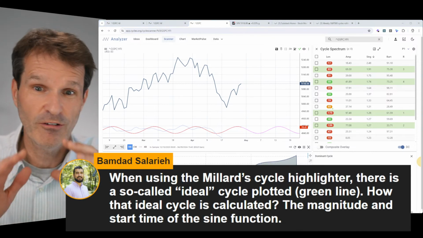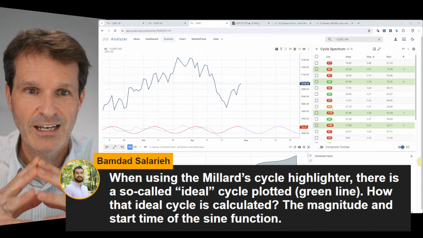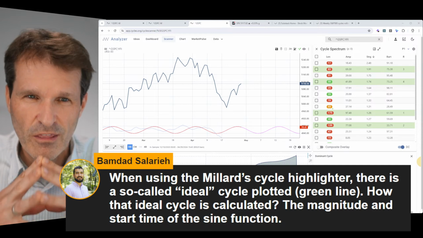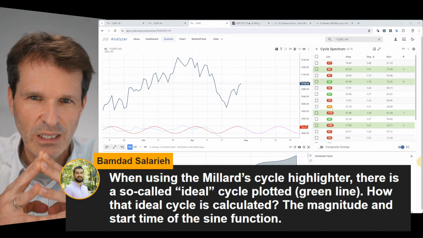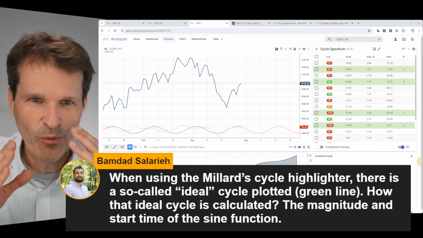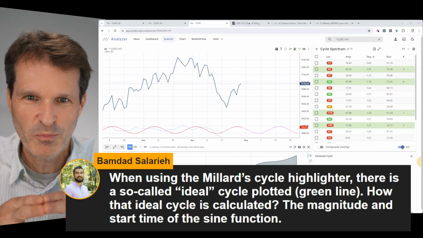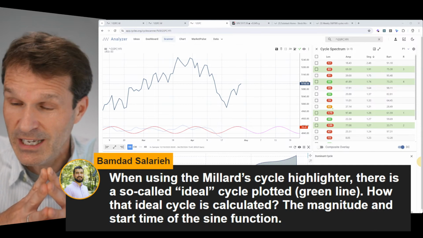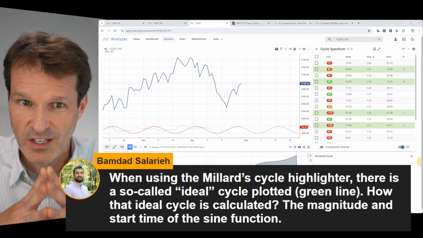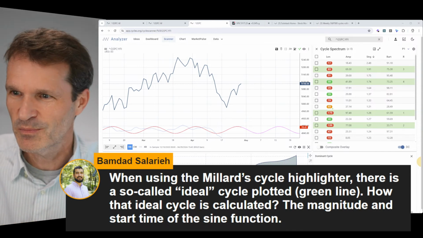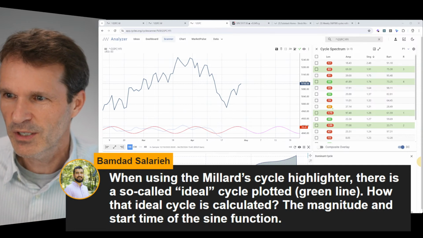Great question, great concept about the cycle highlighter from Millard. I recommend to everyone reading the book from Brian Millard on that topic. And as you see, we also put a perspective of the cycle highlighter in our application. Thank you for raising that topic. I think we should dedicate more time to that, going into the specifics of the cycle highlighter. But it's a good tool.